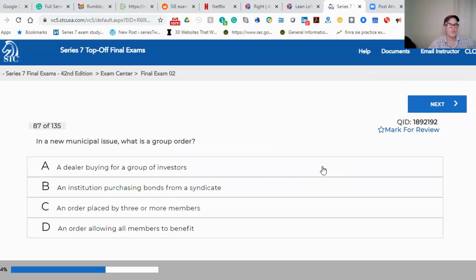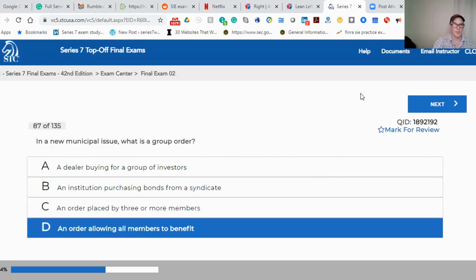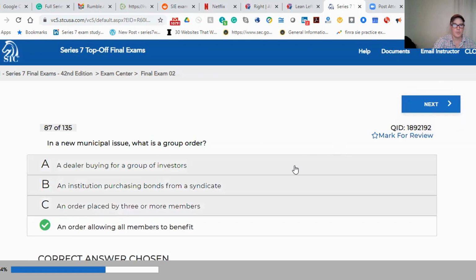In a new muni issue, what is a group order? Pre-sale, group, designated, member. Okay, so it's not C. It could be A. It's going to be D. I think it's going to be D, because in a group order, you split the commissions. Okay, got it. Watch, I'll be wrong, but we'll see. It happens once in a while, right?